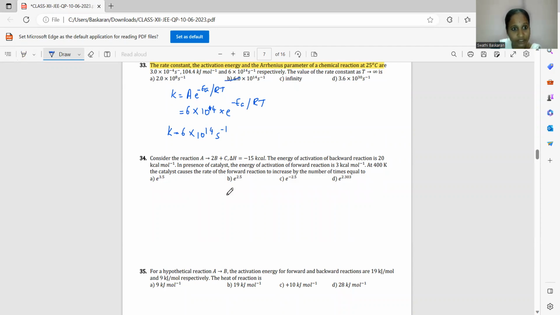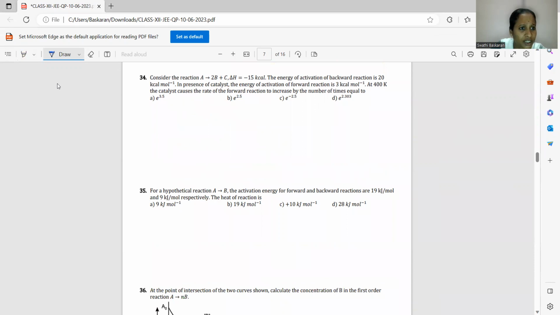Okay, now let us take up the next question. So what is the next question, students? So it is based on the activation energy. Okay, they have given the hypothetical reaction here, and they are also giving delta H in terms of negative. So whenever delta H value is given in negative, it is understood that the reaction is exothermic. The energy of activation of backward reaction is given as 20 kilocalories per mole.